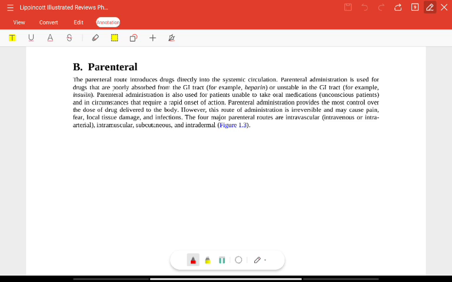The parenteral drug enters directly into the systemic circulation. Parenteral administration is mainly used for those drugs which are poorly absorbed from the GI tract, for which we have to bypass the absorption process, or which are unstable in the GI tract, for example insulin. It is also used for patients who are unable to take oral medication, such as unconscious patients, and where we require rapid onset of action, especially in emergency cases.